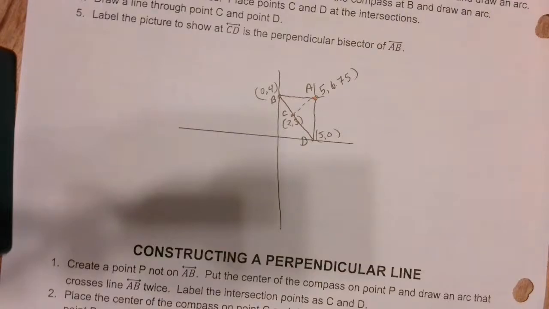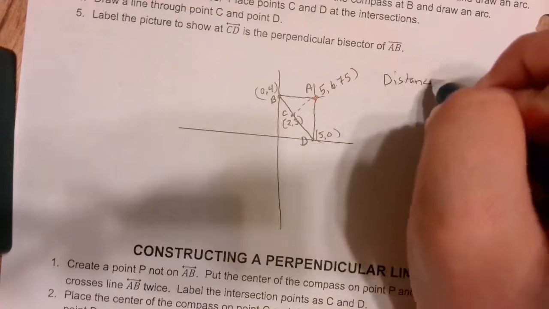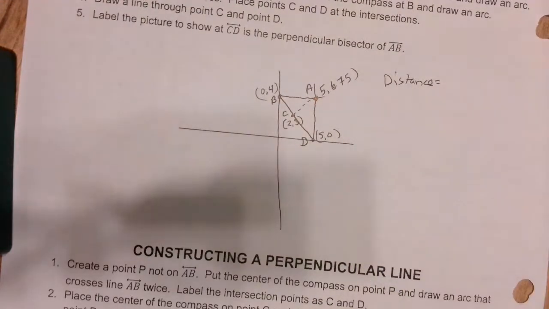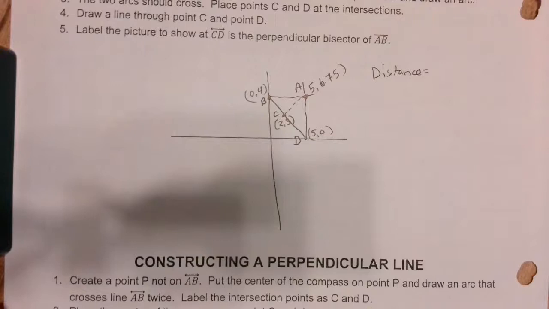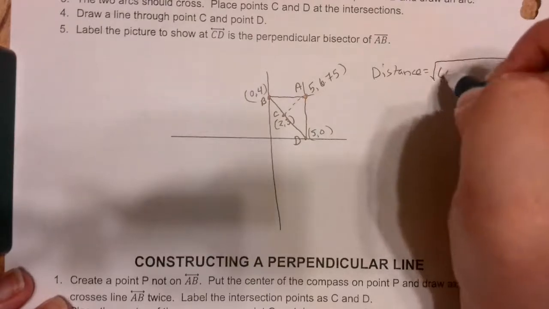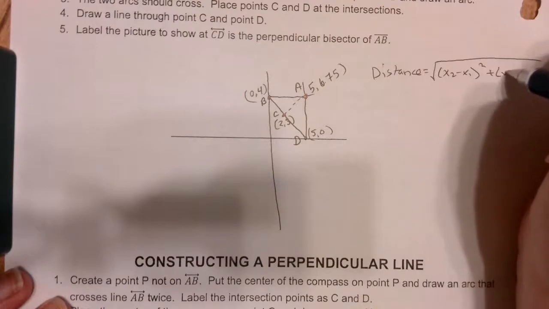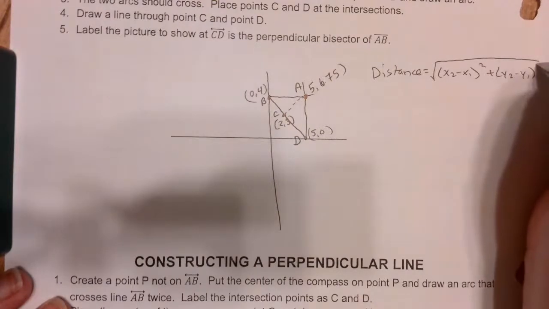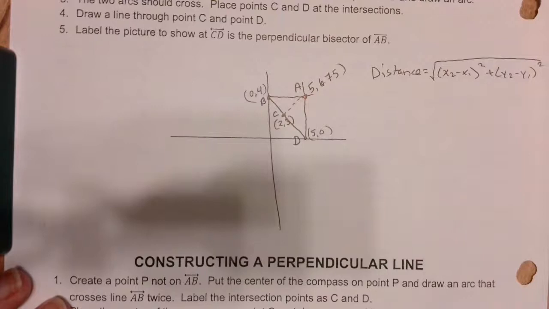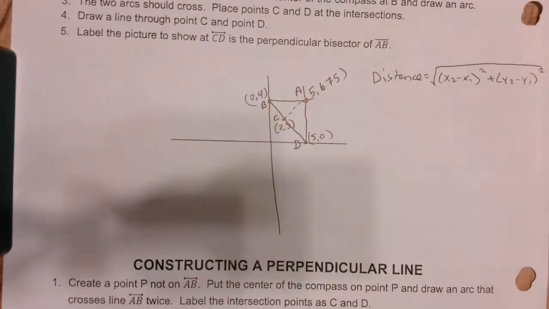What you need to do is use the distance formula. So distance, you could look it up. You could use the formula sheet, which is posted on the class resource page. Distance equals the square root of x2 minus x1 squared plus y2 minus y1 squared. You're going to plug points in and just calculate the distance. The catch is we need to know which points to use.